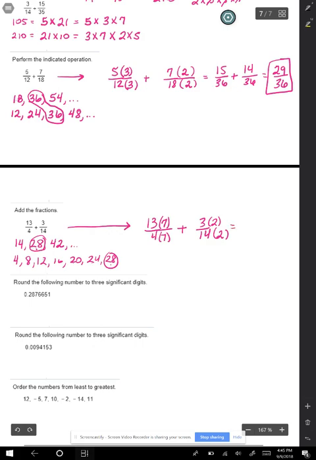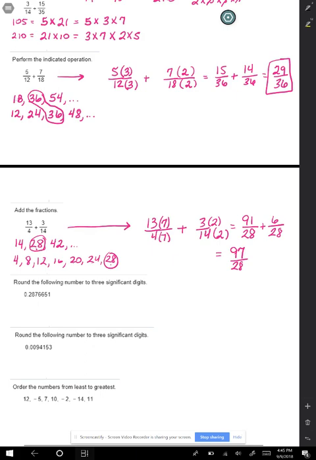So I multiply 13 times 7, which would give me 91, and then 4 times 7 would give me 28, and then 3 times 2 would give me 6, and 14 times 2 would give me the 28. So I add these two together and get 97 over 28.